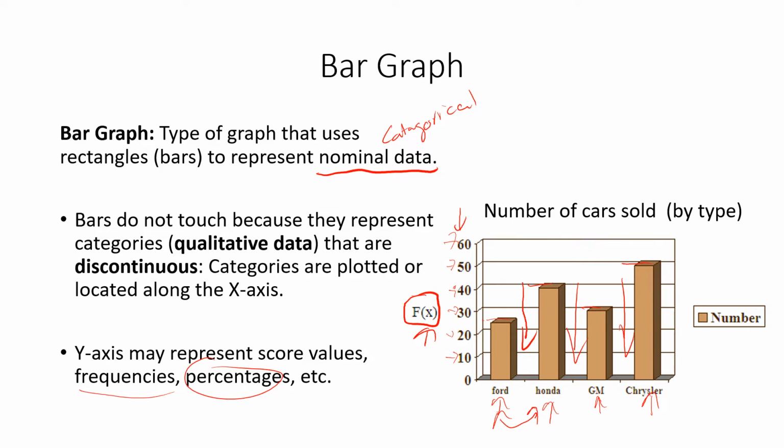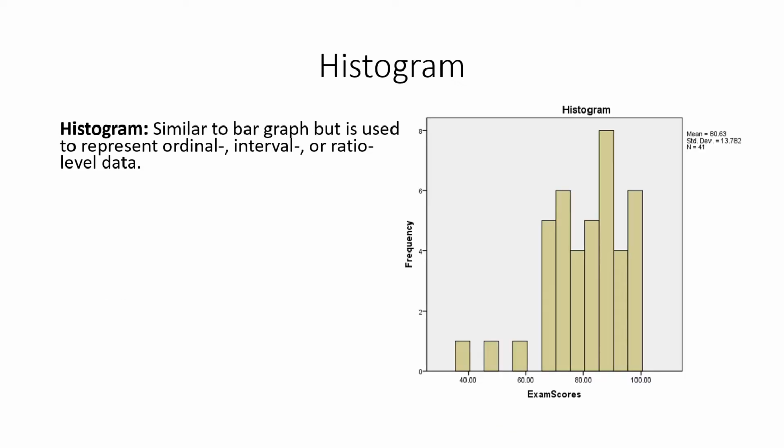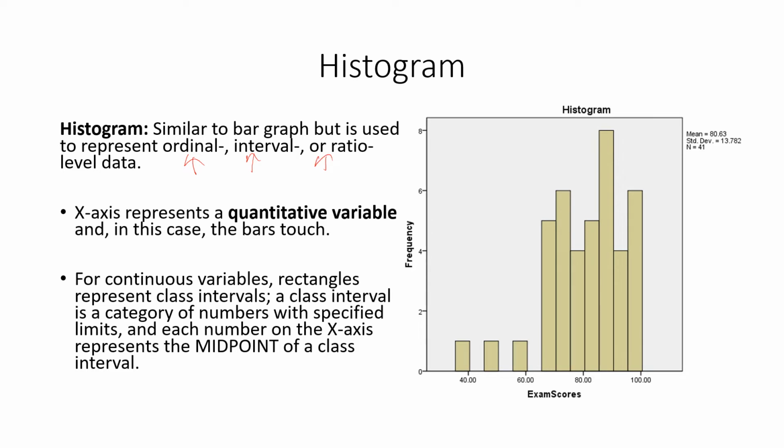And you can have a bunch of different things. You could have percentages over here. You could have relative frequencies, which again we'll look at when we come to the frequency distribution. But the point is with a bar graph, the bars are separated because it is representing categorical data or categories. Conversely, a histogram, which is similar to a bar graph but different, is used to represent ordinal, interval, or ratio level data. And you notice the big thing here is, because it's a quantitative variable, the bars do touch.